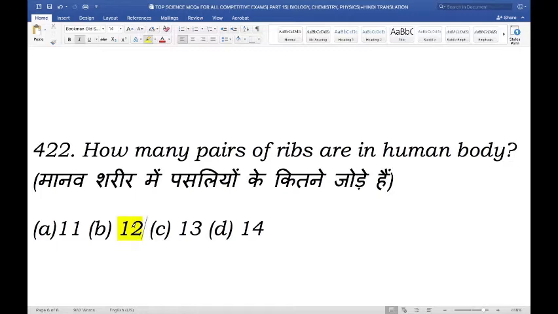The first 7 pairs are directly attached to the sternum by the costal cartilage and therefore called true ribs. The 8th, 9th, and 10th pair are known as the false ribs, as they do not join the sternum directly but are connected to the 7th rib by cartilage.